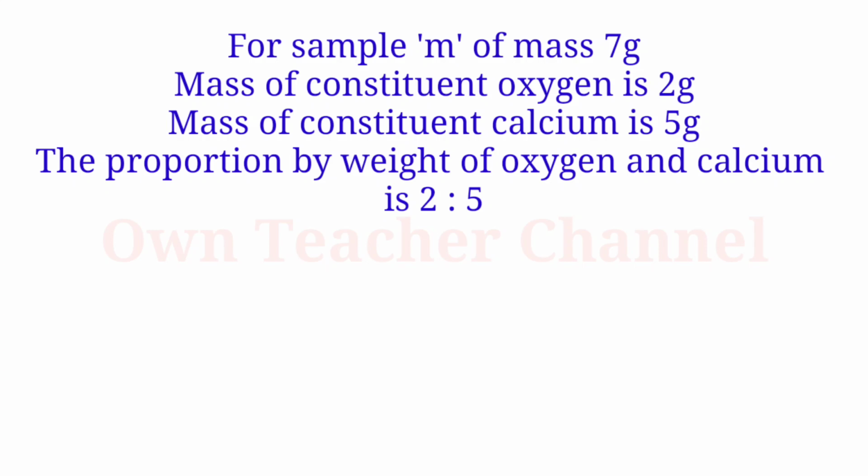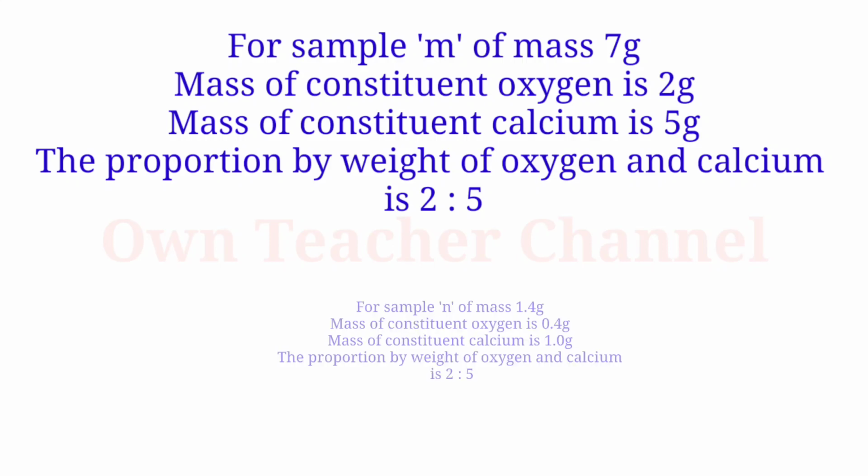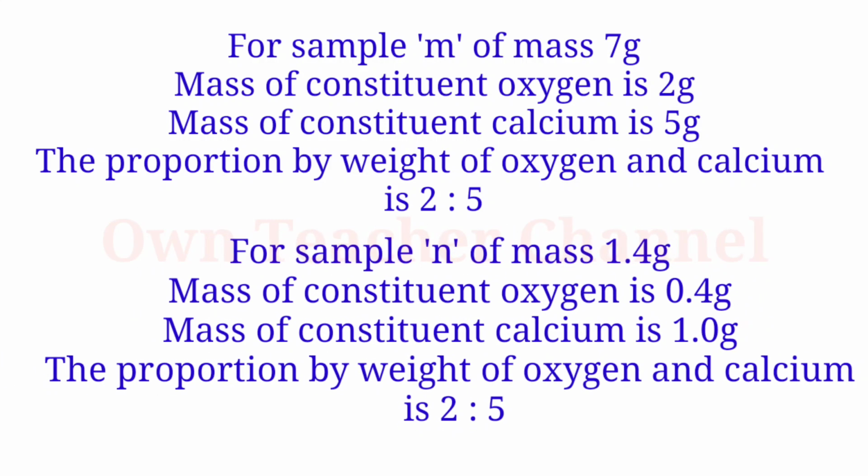For sample M of mass 7 gram, mass of constituent oxygen is 2 gram, mass of constituent calcium is 5 gram. The proportion by weight of oxygen and calcium is 2 by 5. For sample N of mass 1.4 gram, mass of constituent oxygen is 0.4 gram, mass of constituent calcium is 1.0 gram. The proportion by weight of oxygen and calcium is 2 by 5.